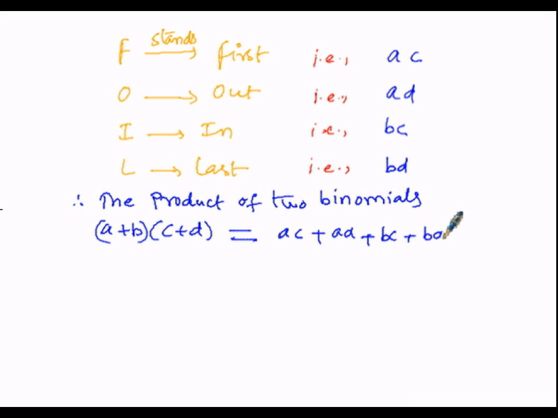So in this manner we got the product of two binomials, that is (a plus b) into (c plus d) as ac plus ad plus bc plus bd. We can also perform the multiplication of two binomials diagrammatically.